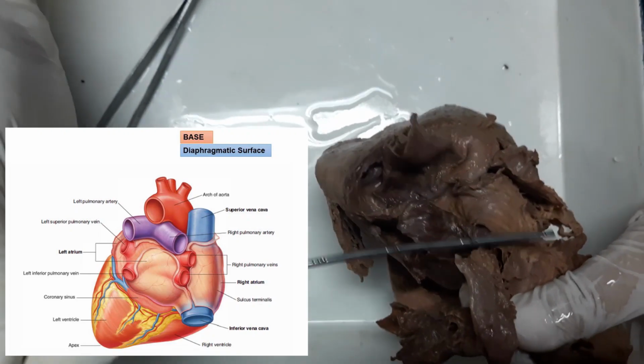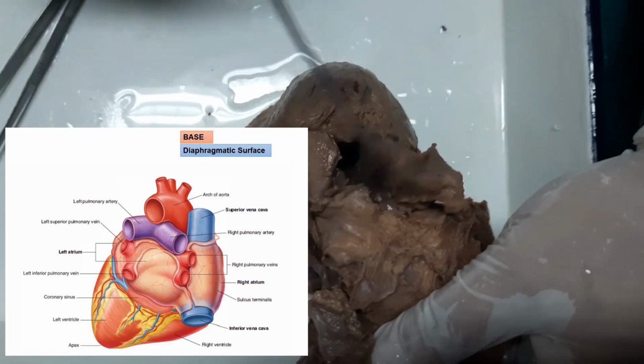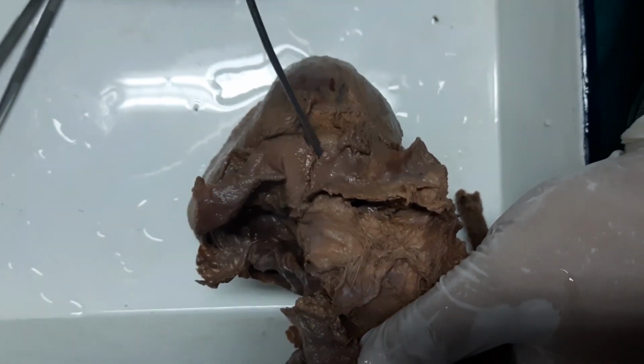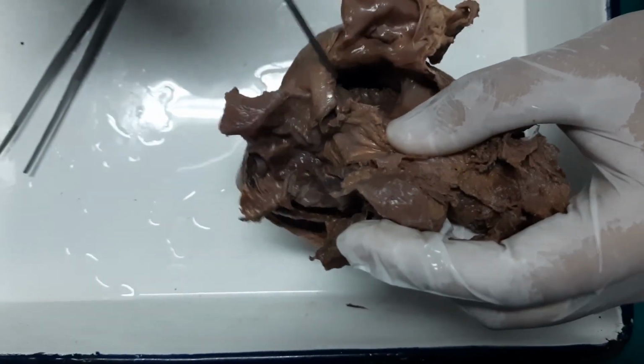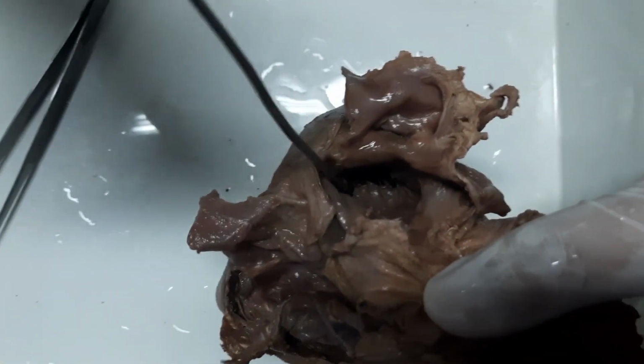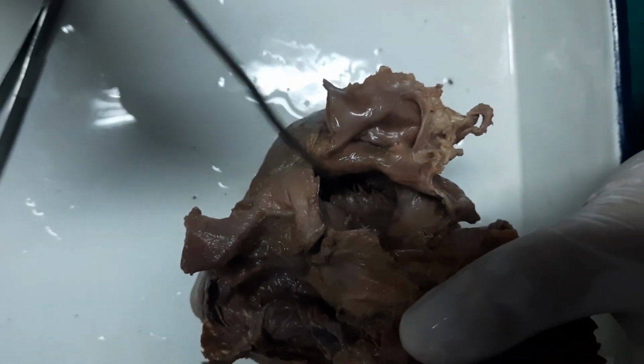Okay, now this is the base of the heart, where you can see the left atrium, and you can see the openings of the four pulmonary veins here. And if I open this left atrium, you can see the orifice here. This is the left atrioventricular orifice, where the blood goes from the left atrium to the left ventricle.